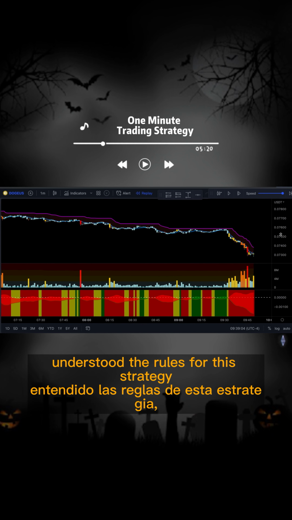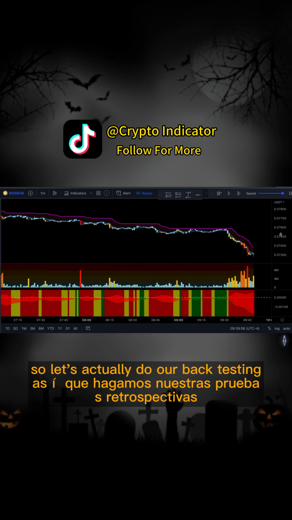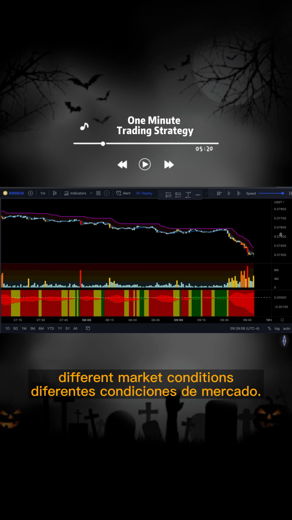Okay, I hope you have understood the rules for this strategy, so let's actually do our backtesting and see how well it performs in different market conditions.